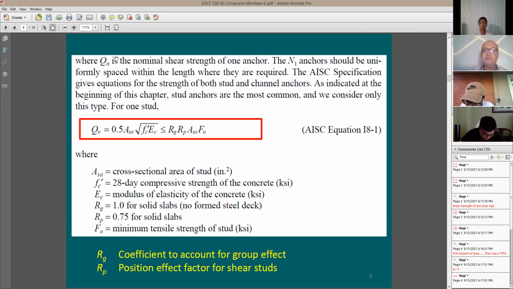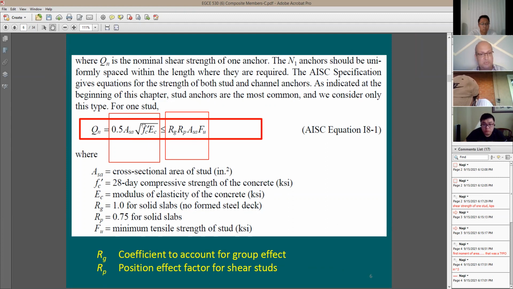The code says here Q sub n, which means the strength of one stud, is given by this equation. Let's study this equation. Actually, this is like two equations. Let me split them. Here's the first one, and here's the second equation. The code says your strength is going to be equal to the smaller of these two values. So each one of these equations represents a case. The first one is about the concrete strength. We discussed this issue, concrete bearing, right? The stud is going to bear on the concrete. The second one here is about the steel.